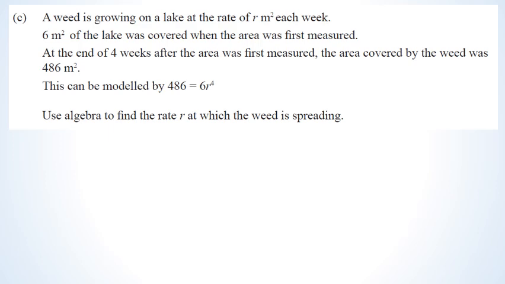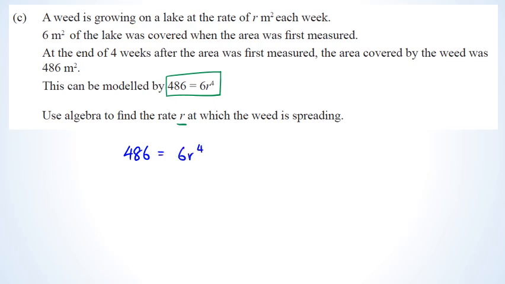So in this question, what have you got? You've got weed growing on a lake with a rate. Okay, might want to pause here and just have a read through the question. And when you finish reading it, you should see that all you're trying to do in this question is figure out what r is for this particular equation. So we have 486 equals 6r to the power of 4.